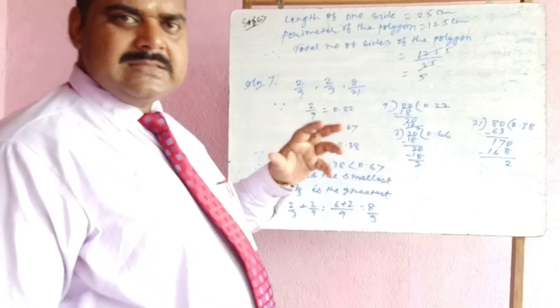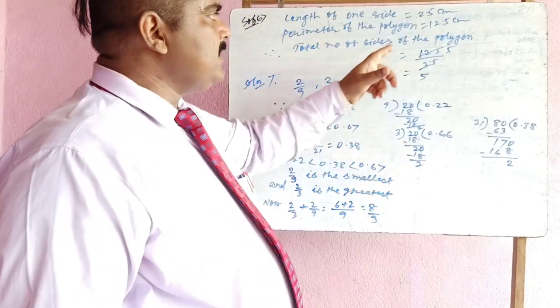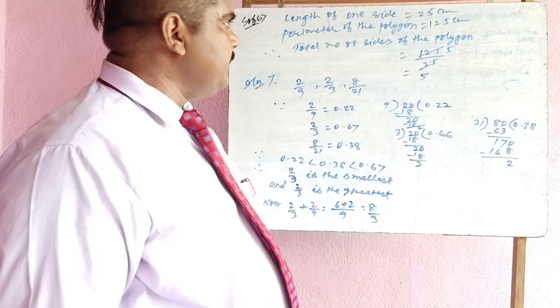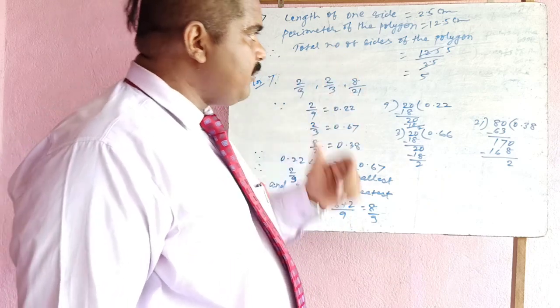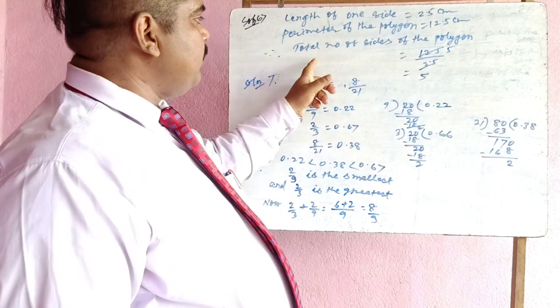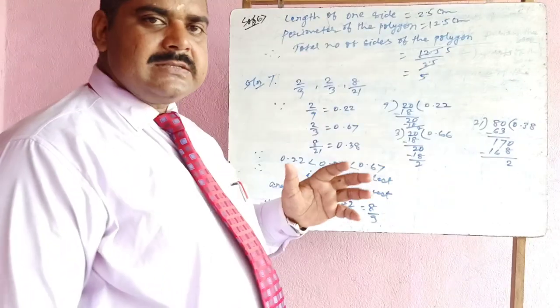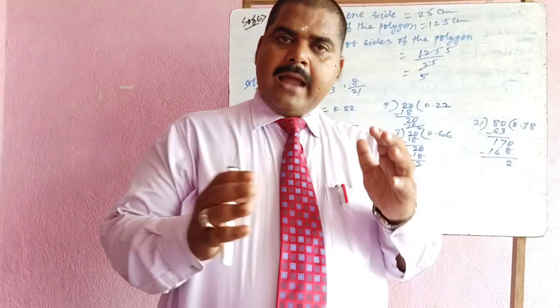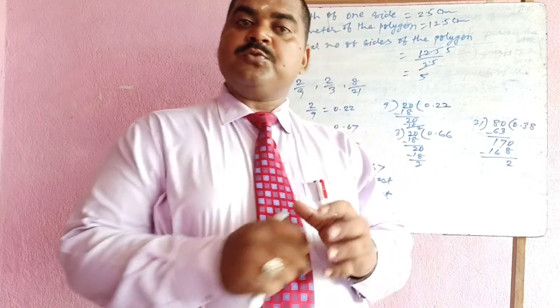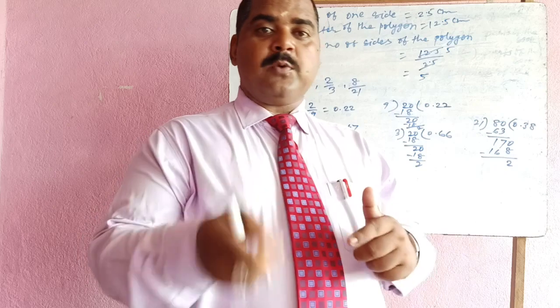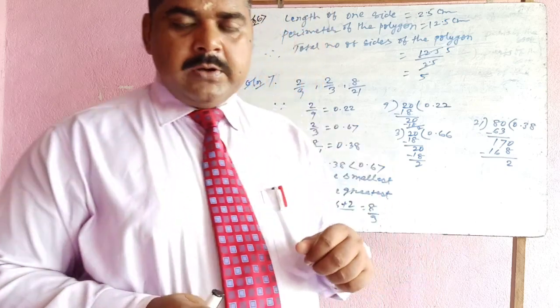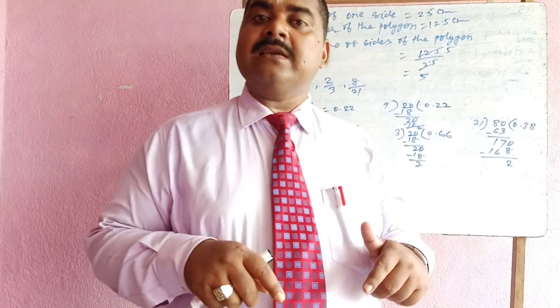My dear students, look at question 6. What is given in this question? The length of one side is given as 2.5 centimeter. The perimeter of the polygon is given as 12.5 centimeter, and therefore you have to calculate the total number of sides. You know that perimeter is equal to the sum of all sides, and since it is a regular polygon, all its sides are equal.